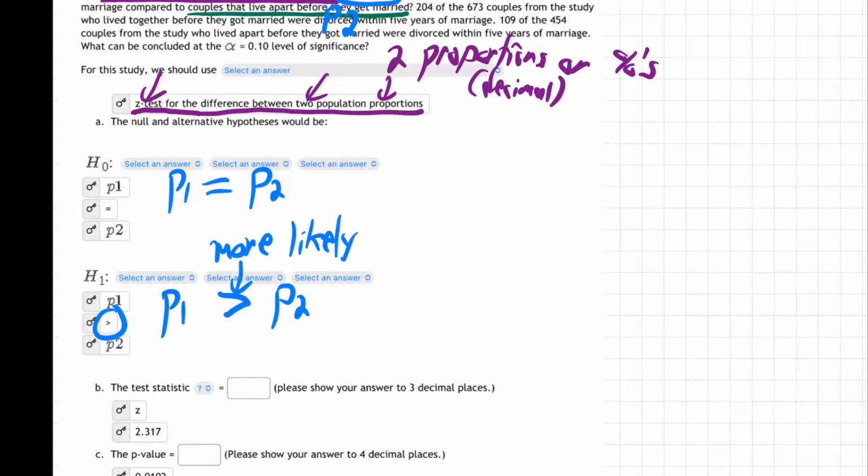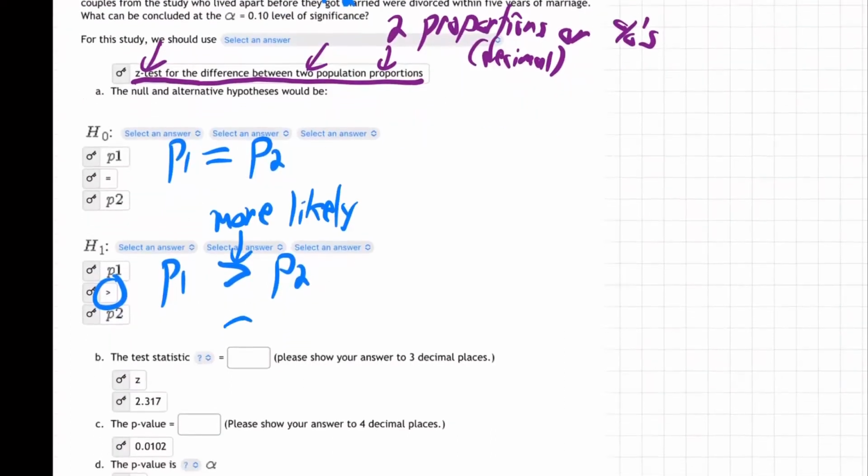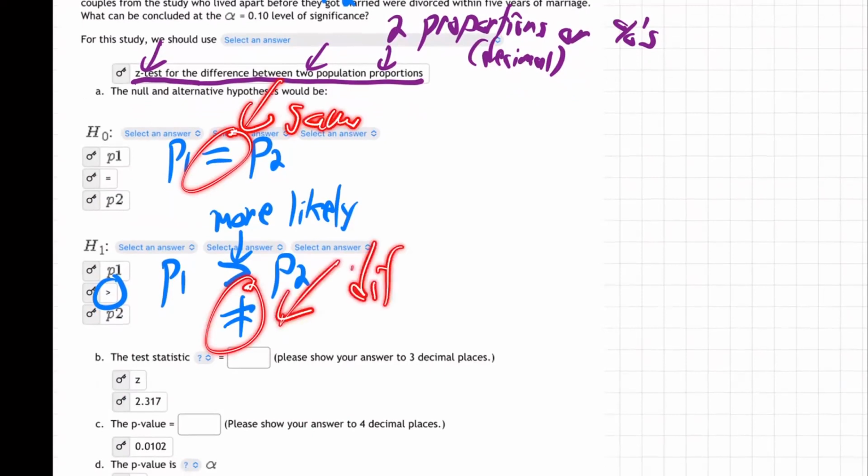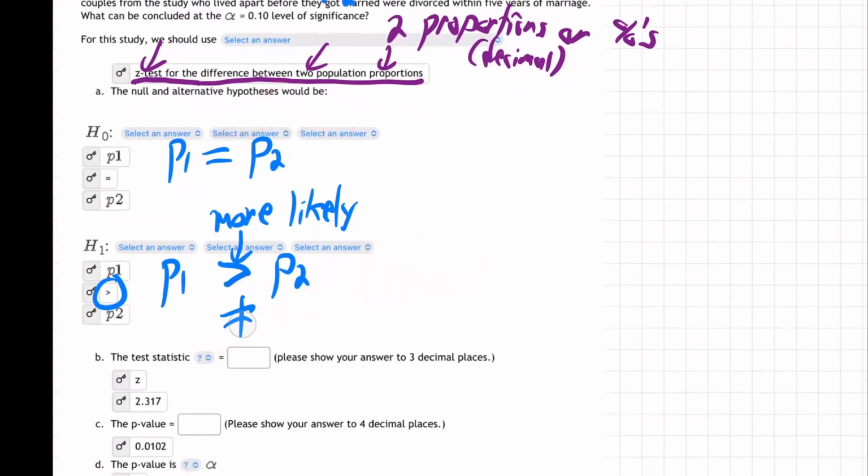Now, if they say same, different, it would be not equal, right? Because we'd be testing, hey, is there the same percentage of divorce or is it not equal? Are they equal? That'd be same. Or are they not equal? That'd be different, right? So those are the different kinds of versions you'll see.